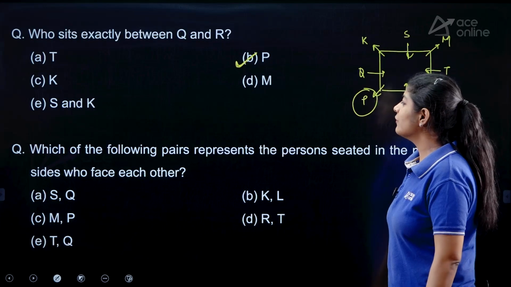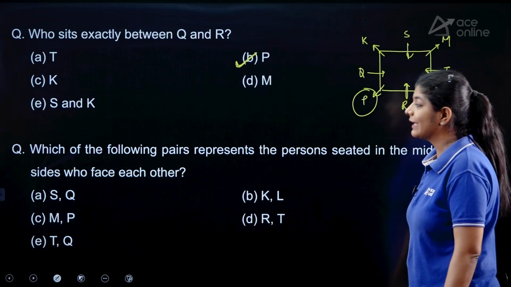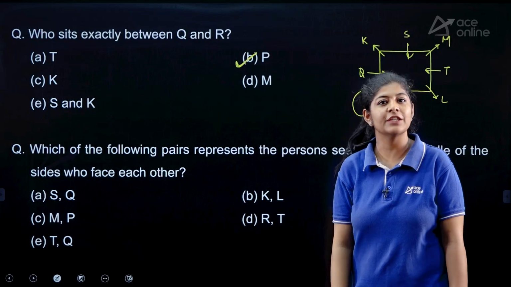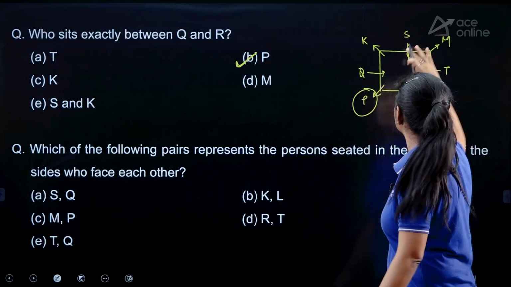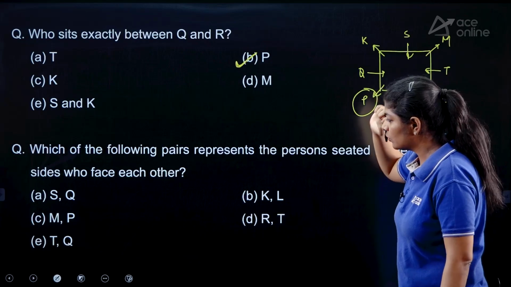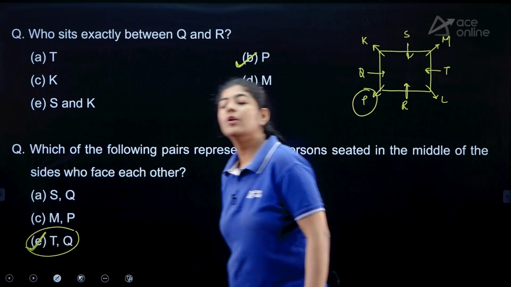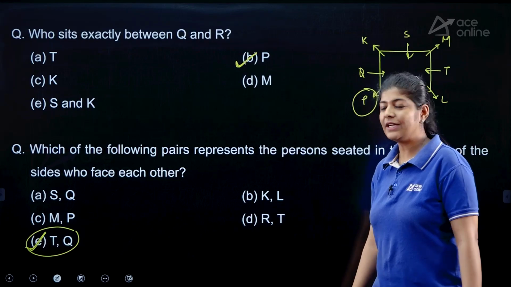Next. Which of the following pairs represents the persons seated in the middle of the sides who face each other? We need to find the opposite one. SR. Do we have this in the options? No. TQ. We do have that. That means option E is the correct one.